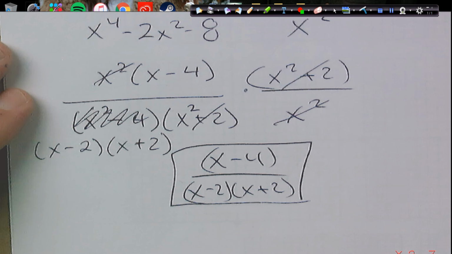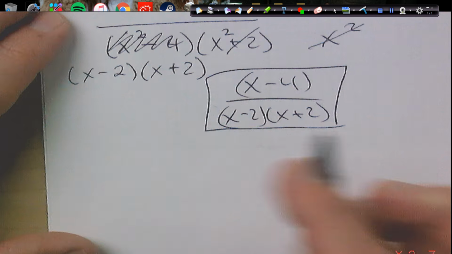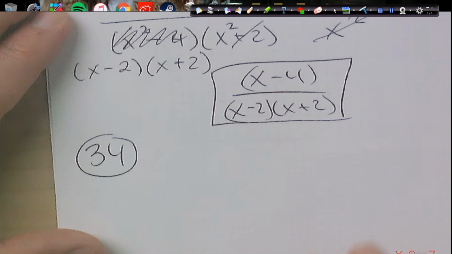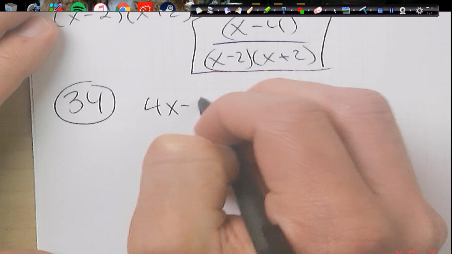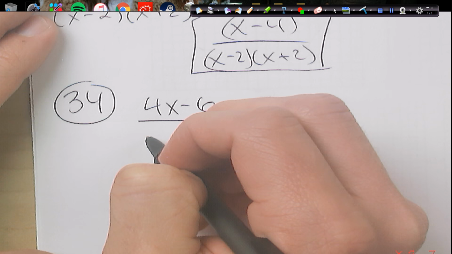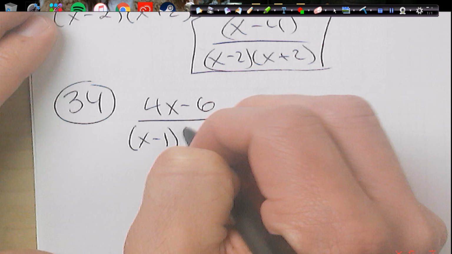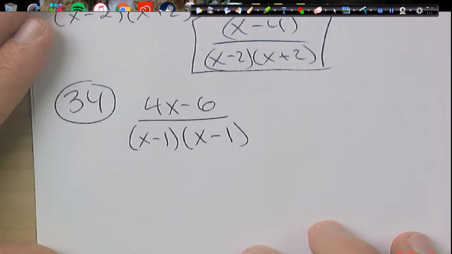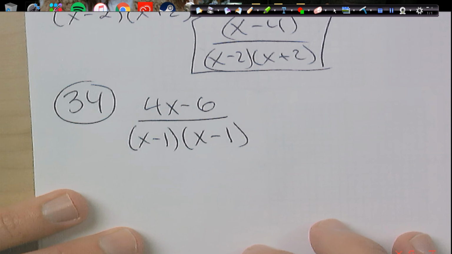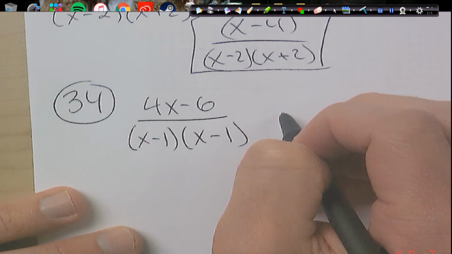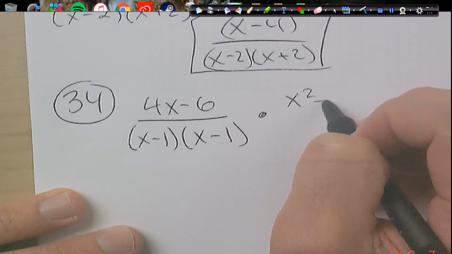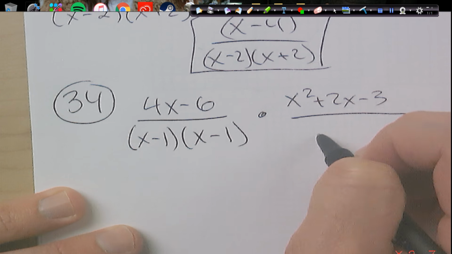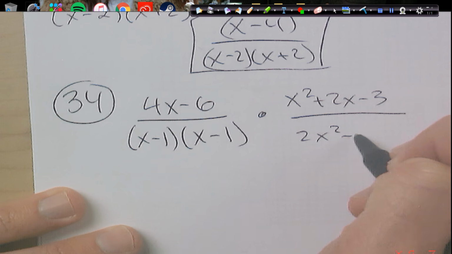34. We get 4x minus 6 over x minus 1 squared, which we can just write as x minus 1, x minus 1. It says divide, but we want to turn that into multiply. X squared plus 2x minus 3 goes on top. And 2x squared minus 3x goes on the bottom.